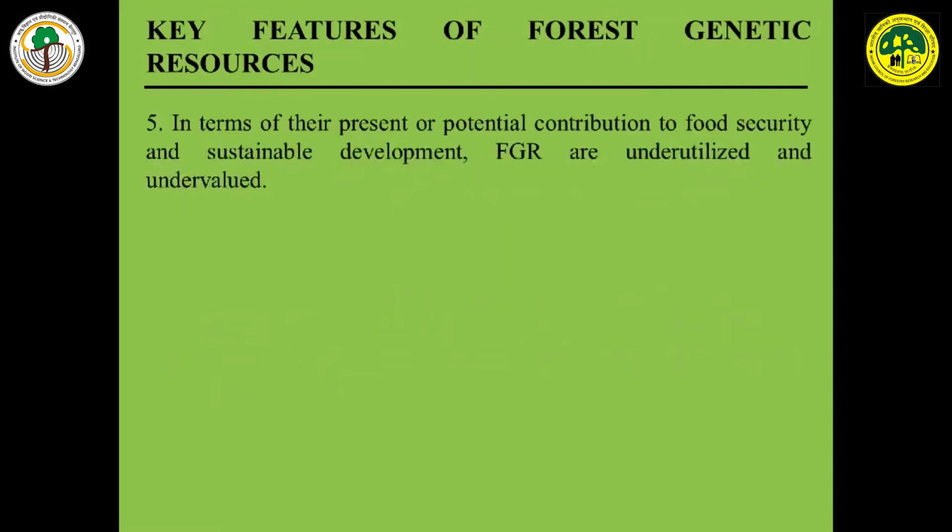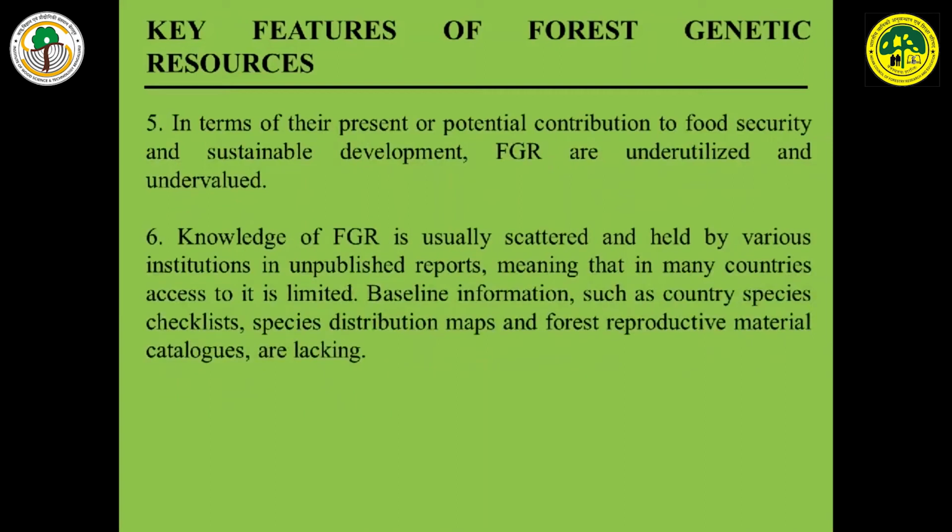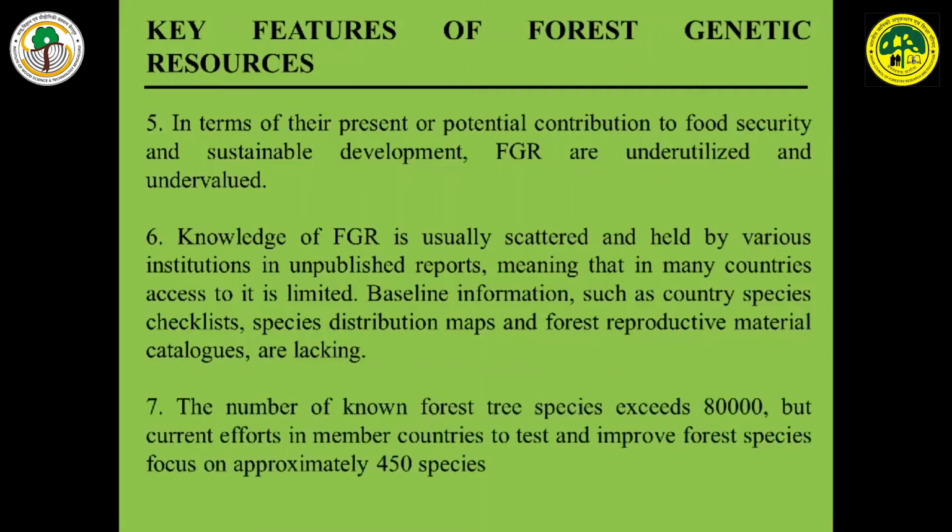Fifth, in terms of their present or potential contribution to food security and sustainable development, FGR are underutilized and undervalued. Sixth, the knowledge of FGR is usually scattered and held by various institutions in unpublished reports, meaning that in many countries access to it is limited. Basic information such as country-specific checklists, species distribution maps, and forest reproductive material catalogs are lacking. Seventh, the number of known tree species exceeds 80,000, but current efforts in member countries to test and improve forest species focus on approximately 450 species.